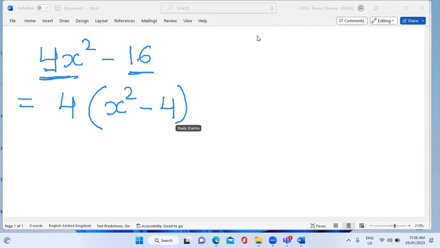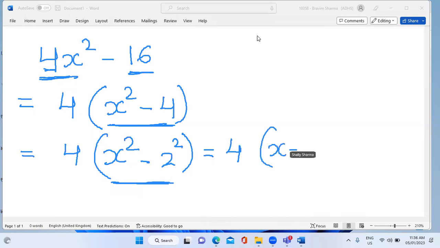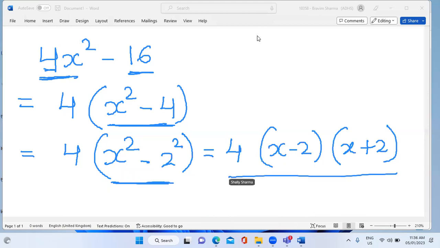The factorization process is not yet finished, we just did one step, we took 4 outside. Now if I look at this expression, I can see that this is a difference of the squares of two numbers. Though the first number is x squared, the second number is written in a normal way, so we can write it as a squared number. So I would write minus here and then 2 squared. Now I can apply the difference of squares formula here. So it will be 4 times x minus 2 multiplied by x plus 2. Is this clear? So this is a complete factorization.